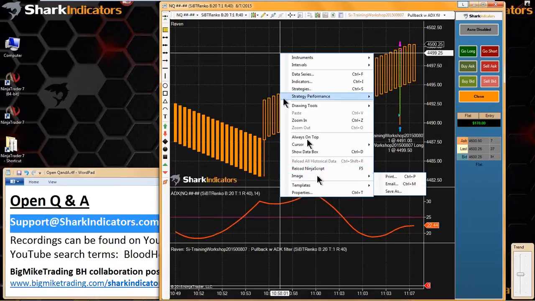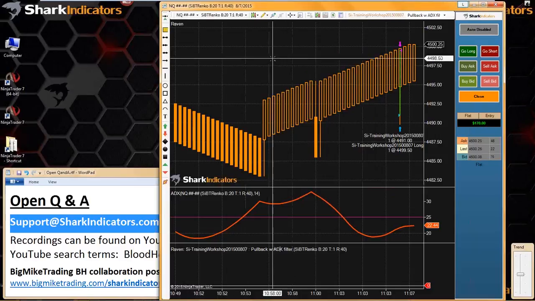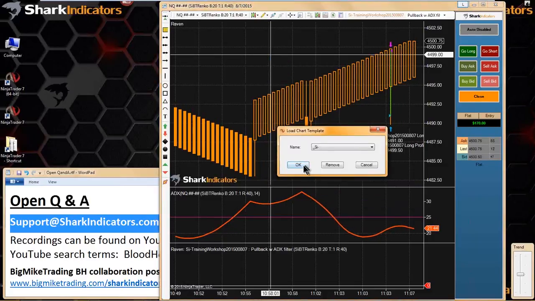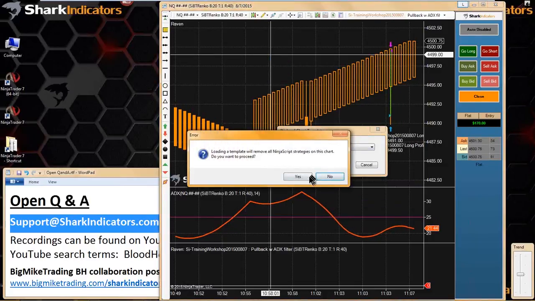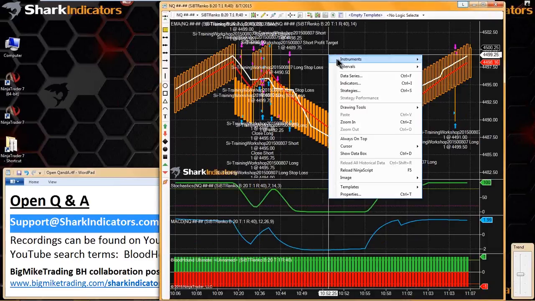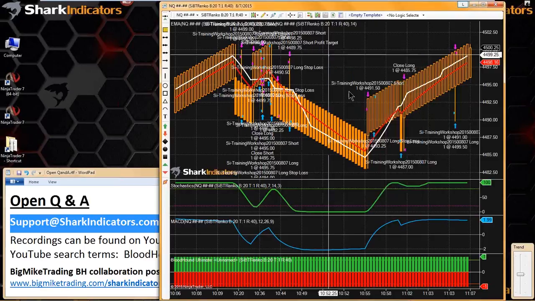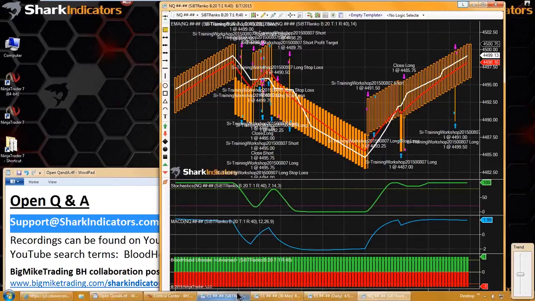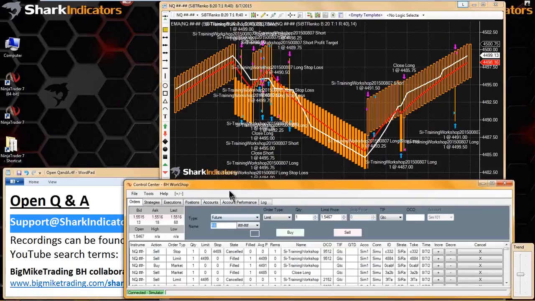Actually, there's another thing about NinjaTrader. I'm going to load up my standard chart template, and of course it's going to tell me that the strategy is going to get removed. Alright, strategy is removed, and let's take a look in the strategies window. Yep, so completely removed it off of the chart. However, let's take a look at the control panel here.